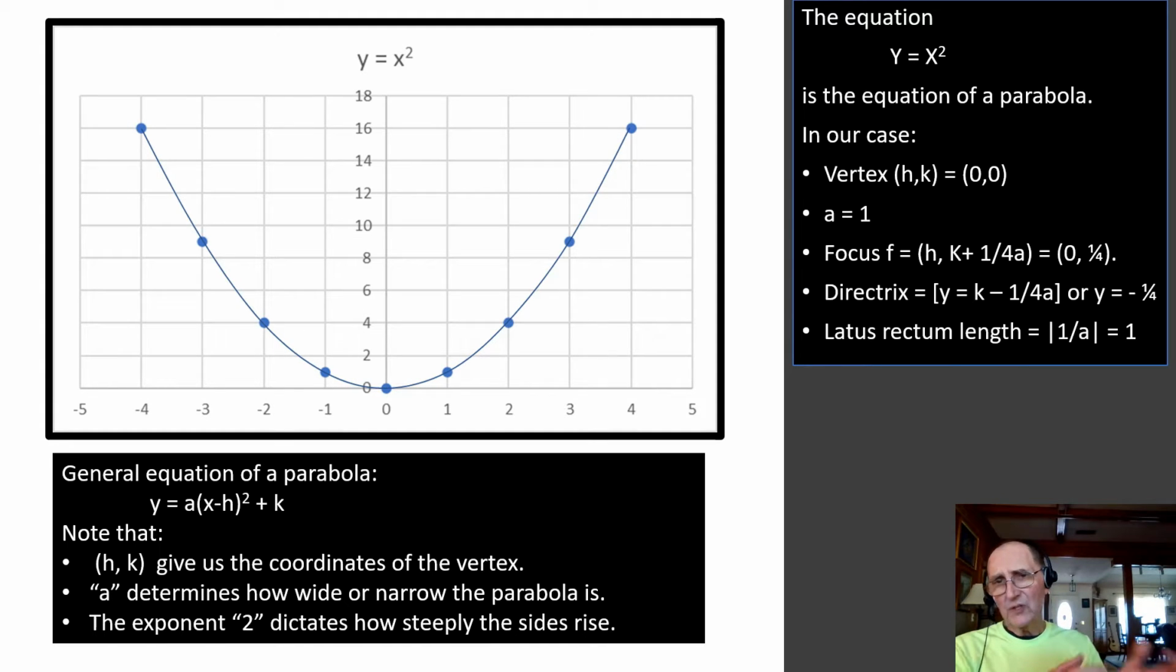Our second equation is y is equal to x squared. Well, that's the equation of a parabola. The general equation of a parabola is y is equal to a times (x minus h) squared plus k, where h and k are the x and y coordinates of the vertex of the parabola, and a determines how wide or how narrow the parabola is.